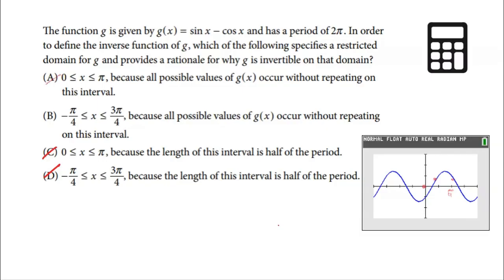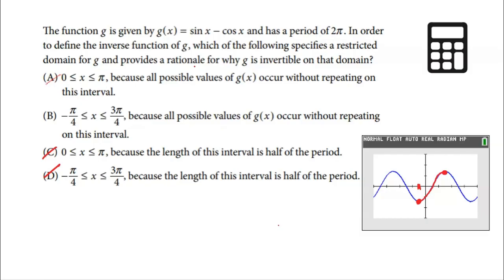Now the other one is negative pi over 4 to 3 pi over 4. So again, remember, each of my tick marks are pi over 2. So in between the tick marks would be pi over 4. That makes sense. So right here from negative pi over 4, which would be right there, to positive 3 pi over 4, which would be right here. Yeah, now there I go. There is a nice portion of the curve that doesn't have any repeated values.